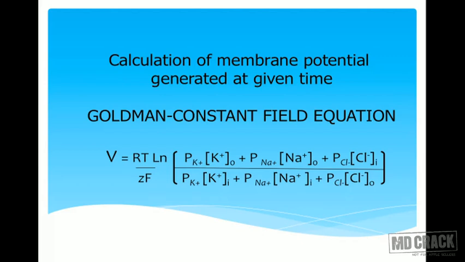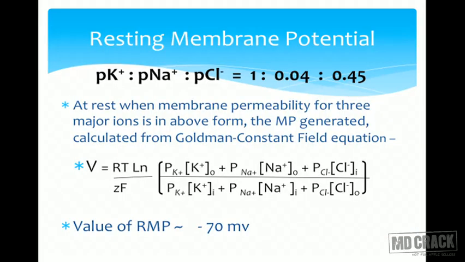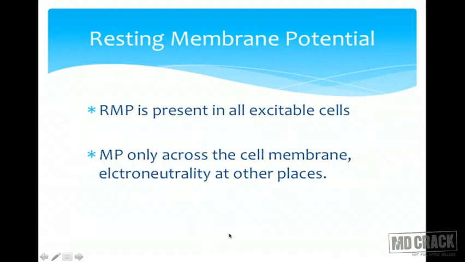And ultimately, with all these contributions put together, the summated activity is going to give the membrane potential at that value. Right? So this is called Goldman's constant field equation. As I have told you, the permeability in the resting stage is 1 for potassium, 0.04 for sodium and 0.45 for chloride. So if I put these values, I get the resting membrane potential of approximately minus 70 millivolt.